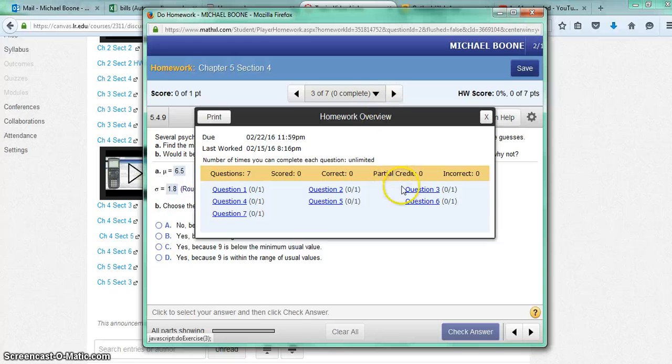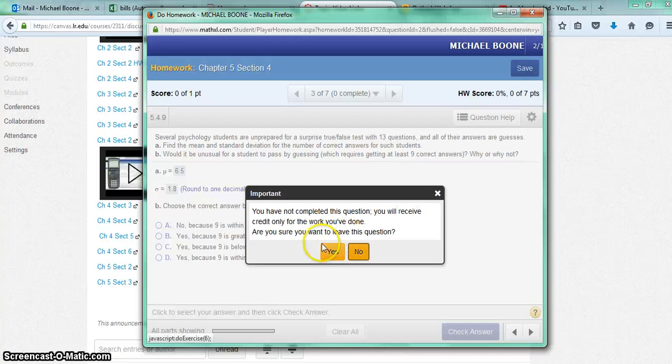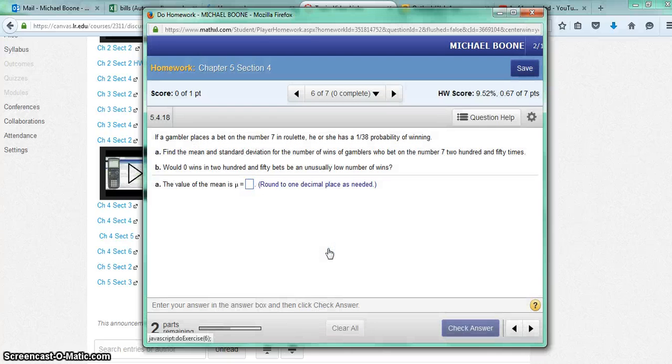Looking at another question, just the setup again using these formulas. A gambler places a bet on the number 7 in roulette. He or she has a 1 in 38 probability of winning. Well, so here's the probability, and if somebody plays it 250 times, so here's our sample size and there's a probability. We would just multiply those together. And then we could find the standard deviation by doing the square root of n times p times q to help us figure out if 0 wins in 250 would be unusual or not.